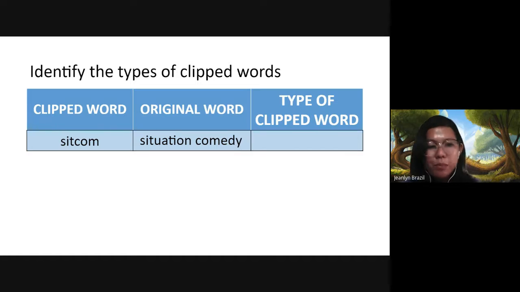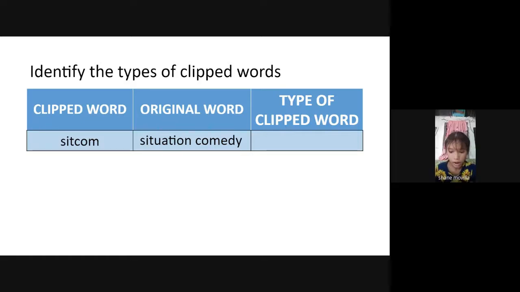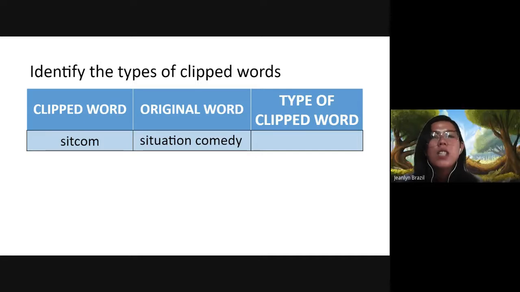So, what are the syllables being removed here? Sige nga, who wants to answer? Yes, Charisse? The syllables removed are Weishan and Eddie. That's correct. We remove Weishan and Eddie syllables. So there are two syllables being removed here, the Weishan and Eddy syllable.